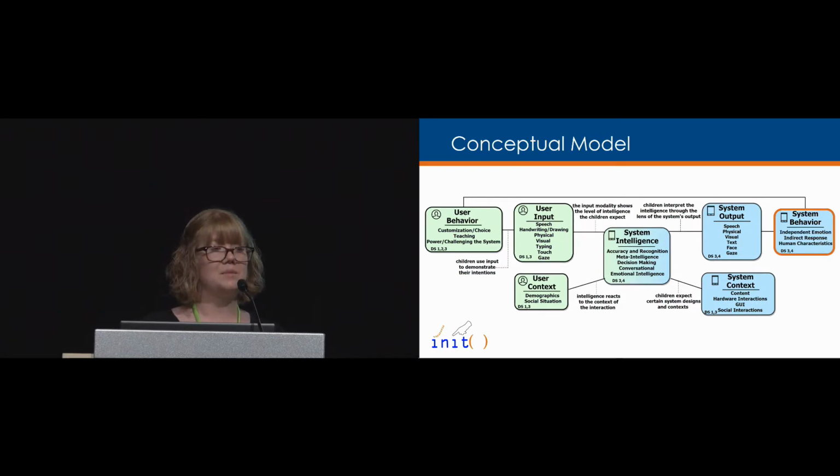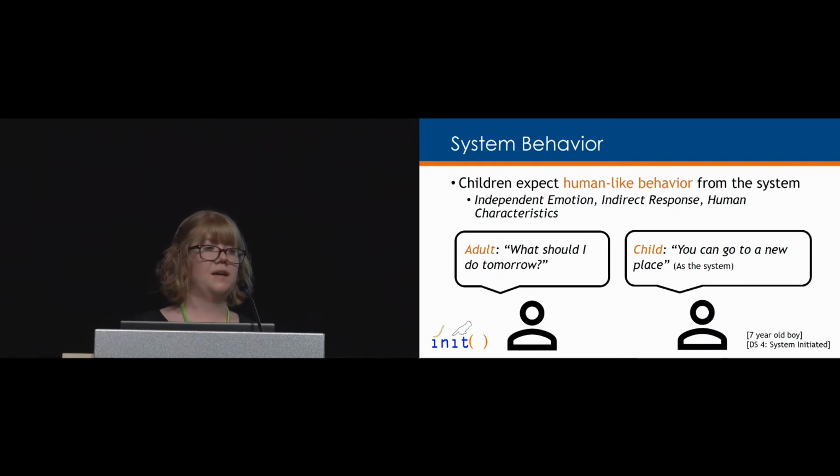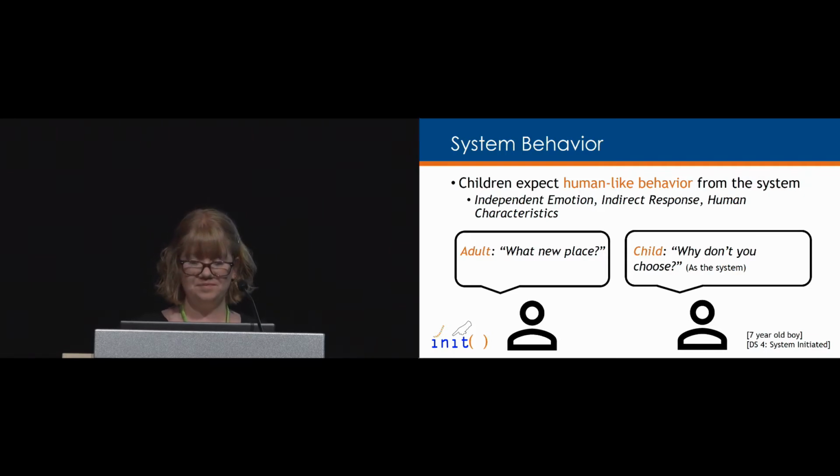And finally, the last theme we saw was system behavior. The children really expected human-like behavior from the system, that the system should be able to respond with appropriate emotion. We saw this theme of indirect response in their designs. As an example from Design Session 4, the adult as a user said, "What should I do tomorrow?" And the child as the system said, "You can go to a new place." "What new place?" "Why don't you choose?" So really this ability as the system to not directly answer the user and even give some sarcasm.